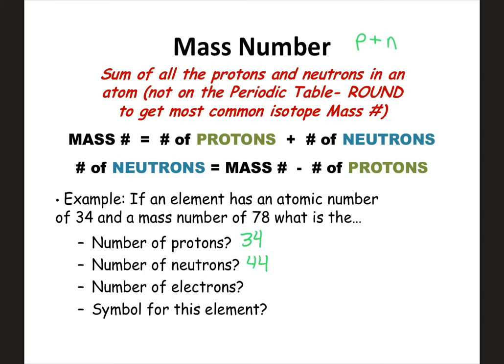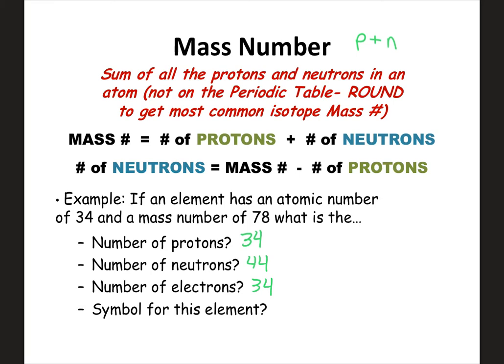And then they want to know the number of electrons. So it doesn't say anything here about this element having a charge, so we have to assume that it's neutral. Therefore, protons must equal the electrons, so it's 34 as well. All right, so you just figured out the protons, neutrons, and electrons, the number of subatomic particles for this element.